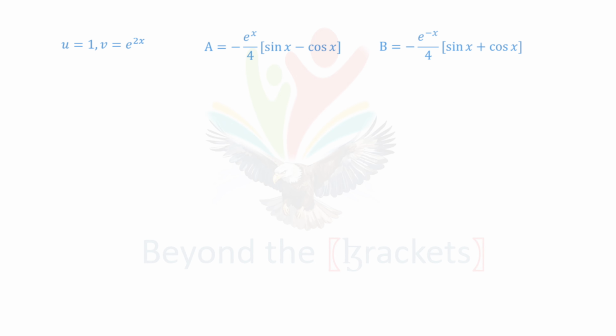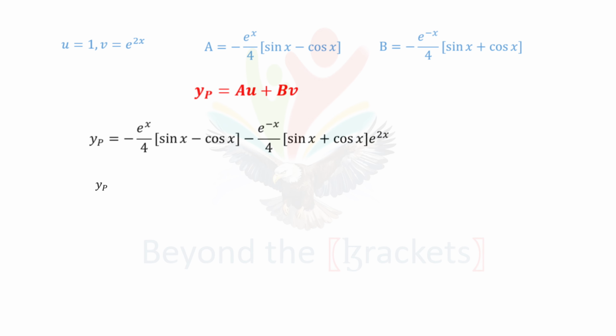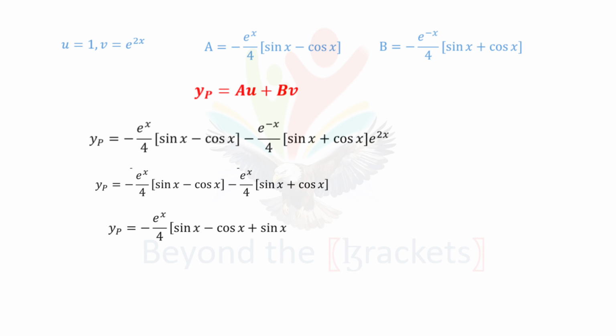Substituting these values in particular integral, yp is equal to a into u plus b into v. For the second term, e power minus x and e power 2x will be simplified to e power x. For both the terms, e power x by 4 will be common and we are left with sin x minus cos x plus sin x plus cos x. Cos x cancels out and we are left with minus e power x by 4 into 2 sin x, which is simplified as e power x by 2 into sin x. Solution is given by y is equal to yc plus yp.